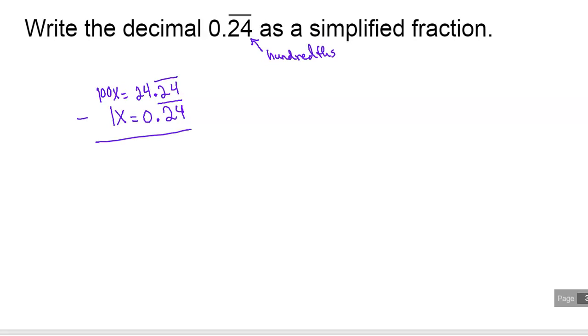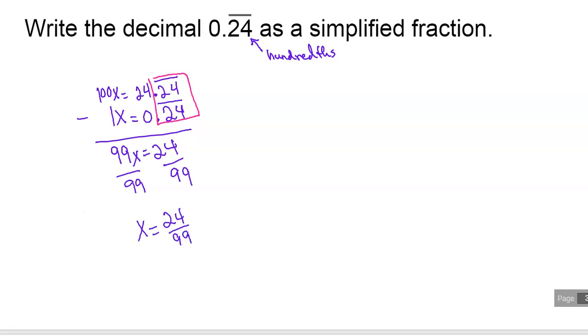Again, I'm going to subtract. 100x minus 1x is 99x. These decimal places are going to cancel each other out. I'm going to have 24 minus 0, which is 24. And then I'm going to divide to get x by itself to get 24 over 99.